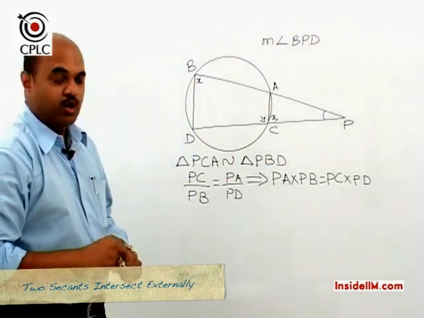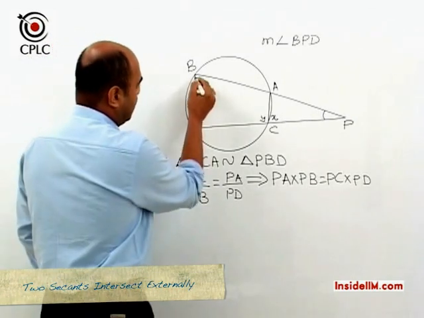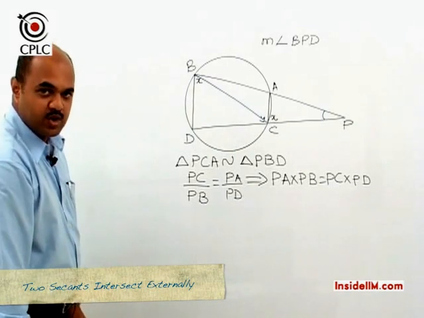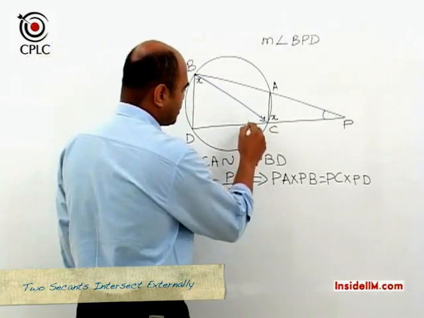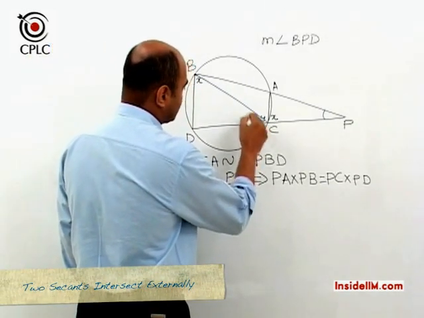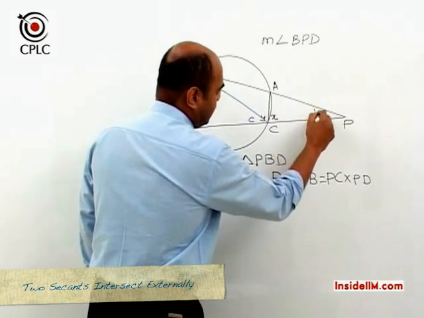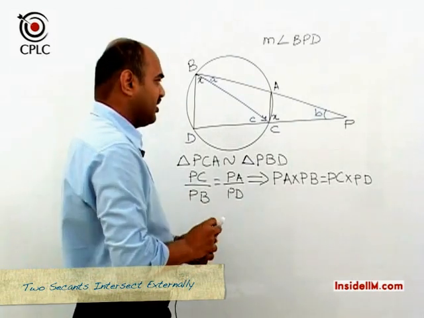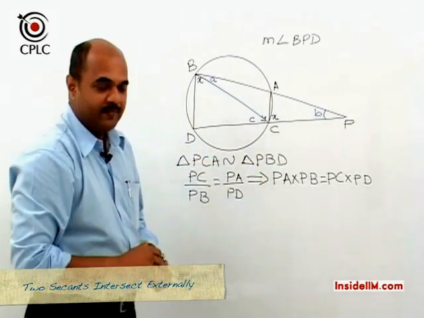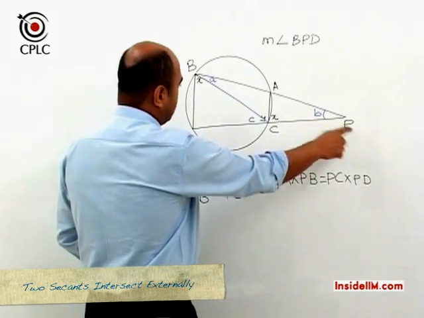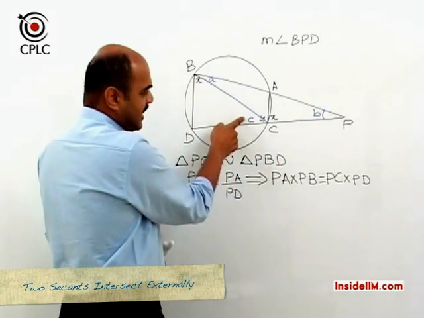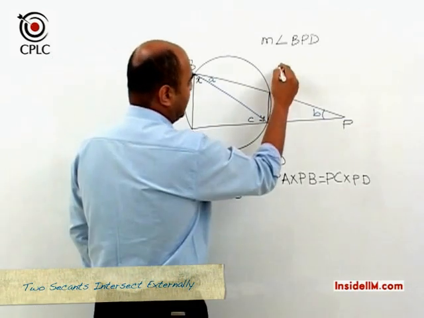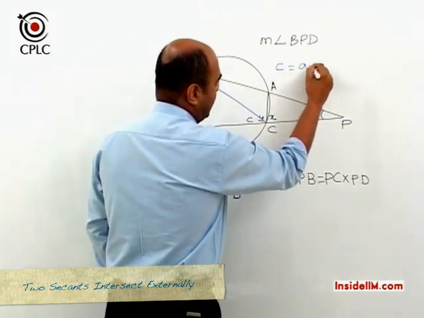Now to arrive at this particular formula, let's join BC. And now once we've joined BC, suppose we have these angles as C, A and B. The formula that we want is for B. Now when I look at triangle PBC, this angle C is the exterior angle, and hence we can say C is equal to A plus B.